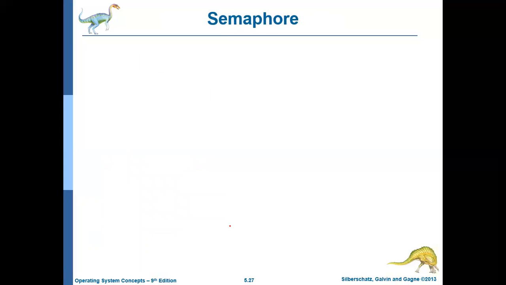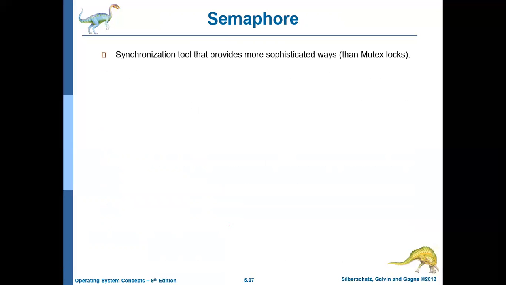The next concept we will be discussing is semaphore. Semaphore is a more robust solution to the critical section problem than mutex lock. This is also a software based solution, and here semaphore is basically an integer variable.